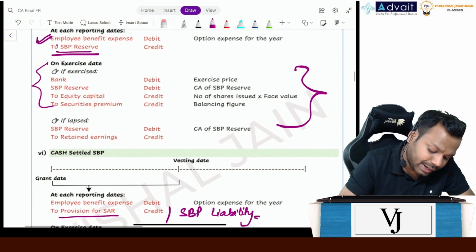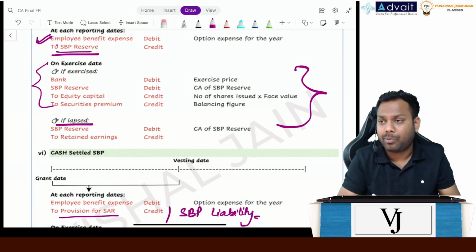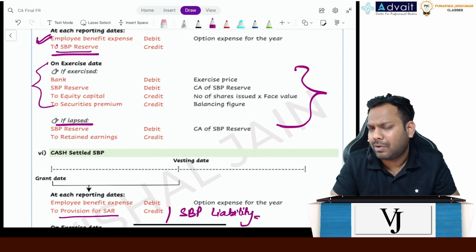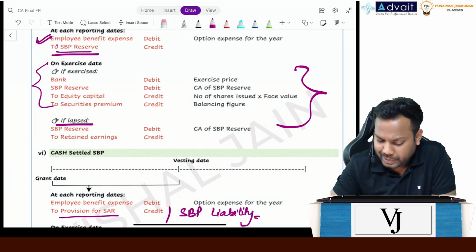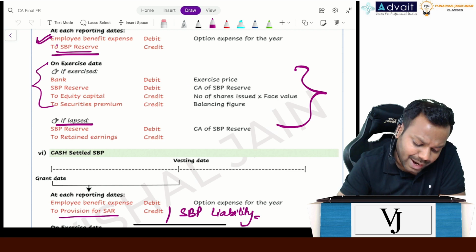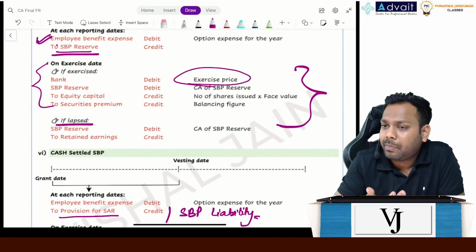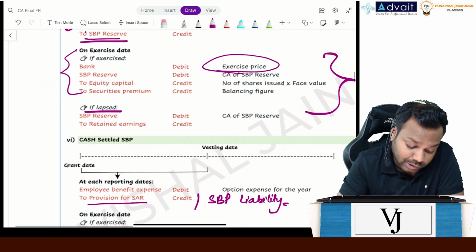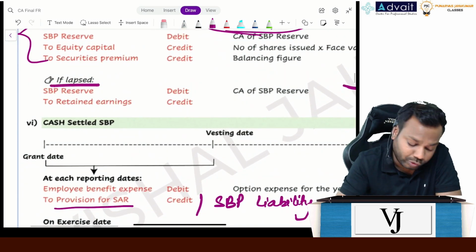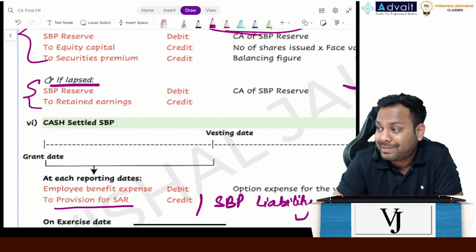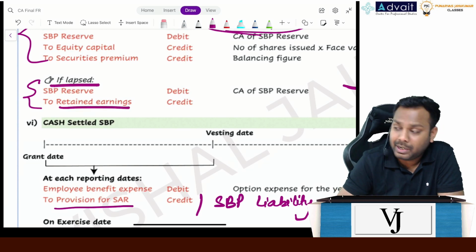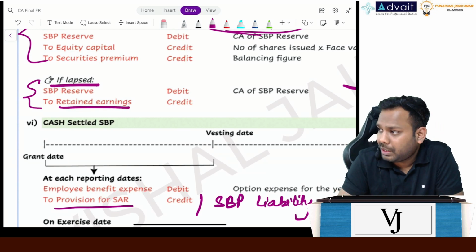But what if it gets lapsed, meaning the employees didn't exercise it? In which situation will the employees not exercise? Employees may think that paying this exercise price is not worthwhile for these shares, so they might not purchase the shares. Then the share-based payment reserve, which I have created, will be transferred to retained earnings or any reserve. Is it clear, everyone?